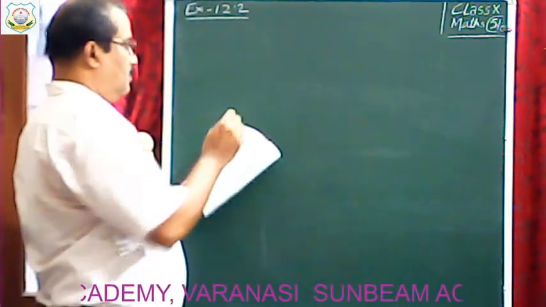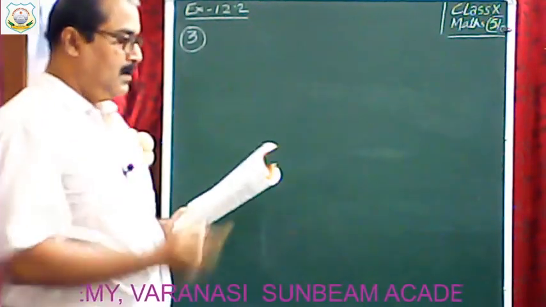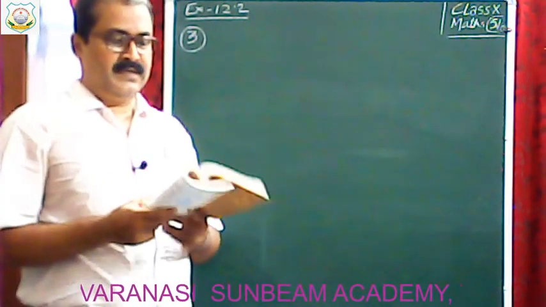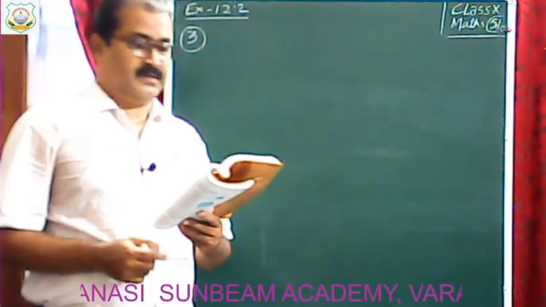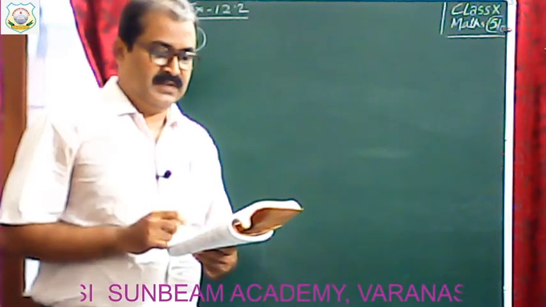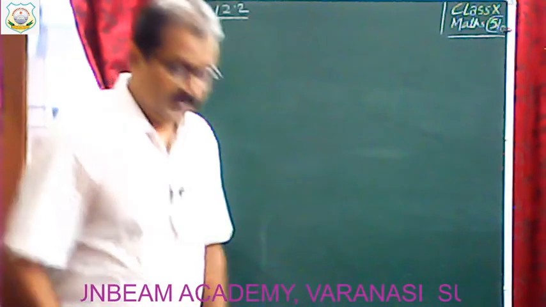Question number 3. The length of a minute hand of a clock is 14 centimeter. Find the area swept by the minute hand in 5 minutes. The length of the minute hand of a clock is given, 14 centimeter. You have to find the area swept by the minute hand in 5 minutes. Let's see the mechanism first.